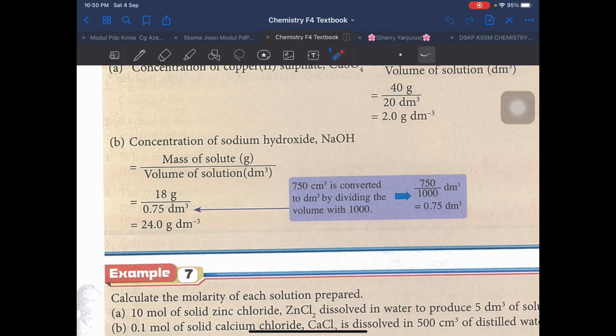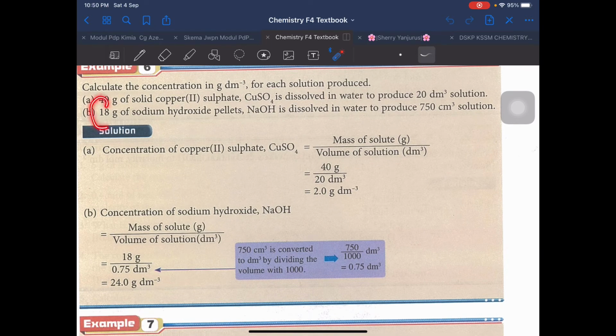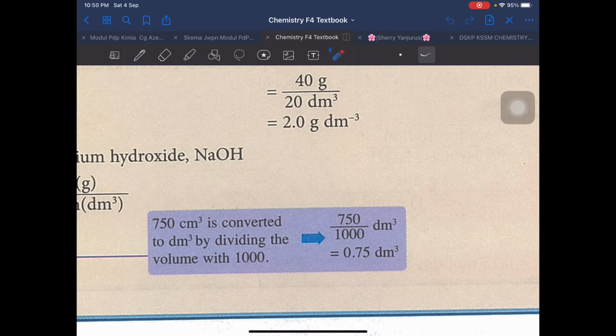Alright, so gram 18 given in the question just now. Here it is. And then 0.75 cubic decimeter. Kenapa begini? The soalan gave you 750. But why is it 0.75 cubic decimeter? Because we want to follow the requirement of the formula. Formula mau decimeter, bukan centimeter. So what you do? You need to convert.